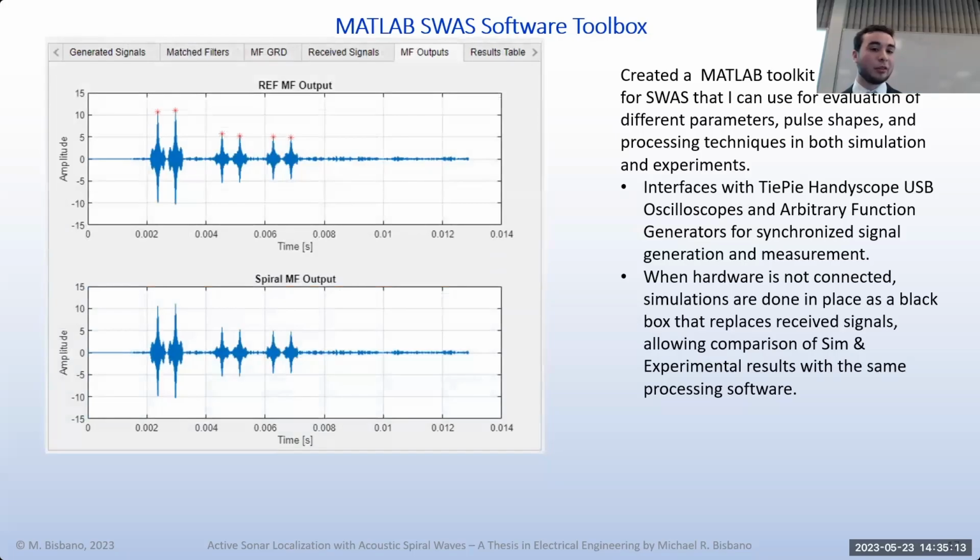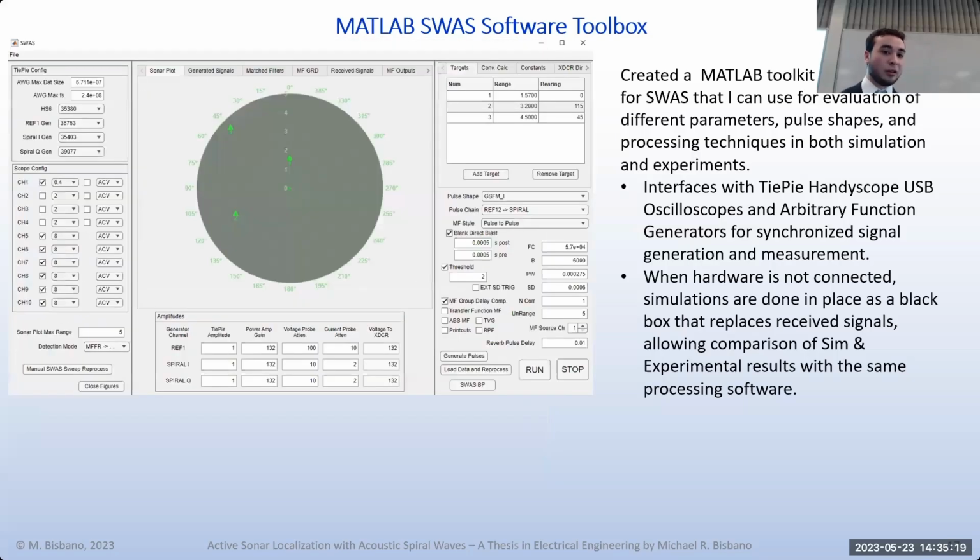So I look at the received signal, and then here's the output for my match filter. I actually had 3 targets there. You see the green triangles are drawn where I'm simulating the targets to be in the space.